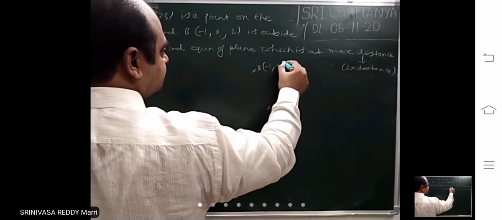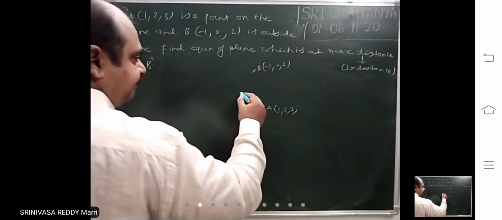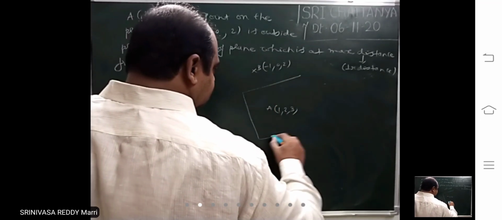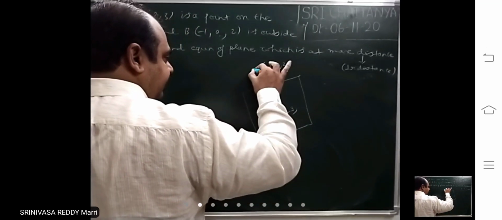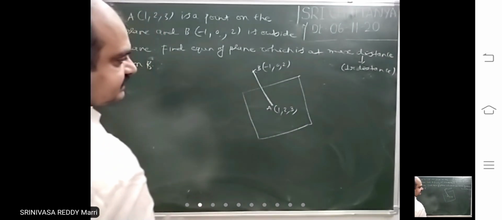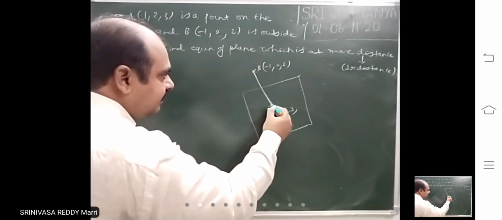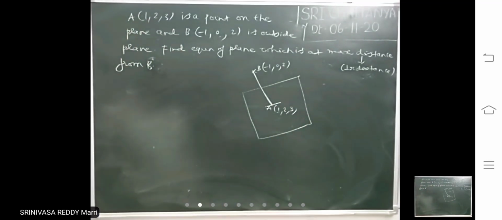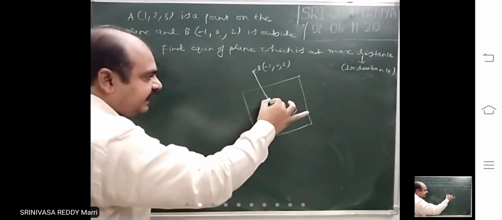Let us say the plane is like this. Right? These are fixed points. I have drawn a plane for which BA is normal. Like that also one plane will be there. That means the foot of perpendicular of B is nothing but A.